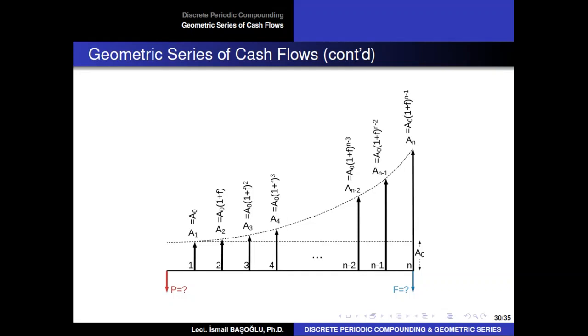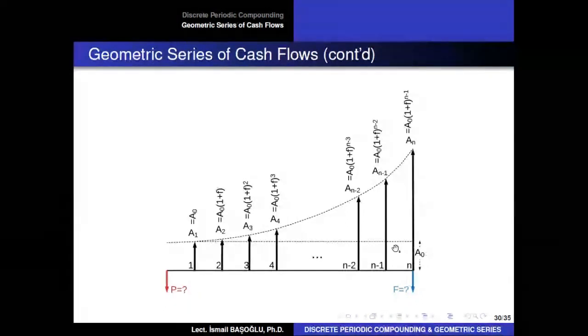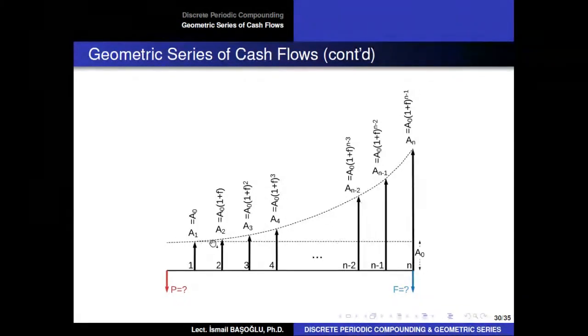So the question is this: if we have such a geometric series of cash flows, what would be the principal amount that is equivalent to this geometric series, or what would be the future value of this geometric series? That is the question. So how do we define a geometric series? By the initial payment at the end of the first year, which is the base amount A0, and the rate of change F, the average rate of change in each consecutive year.